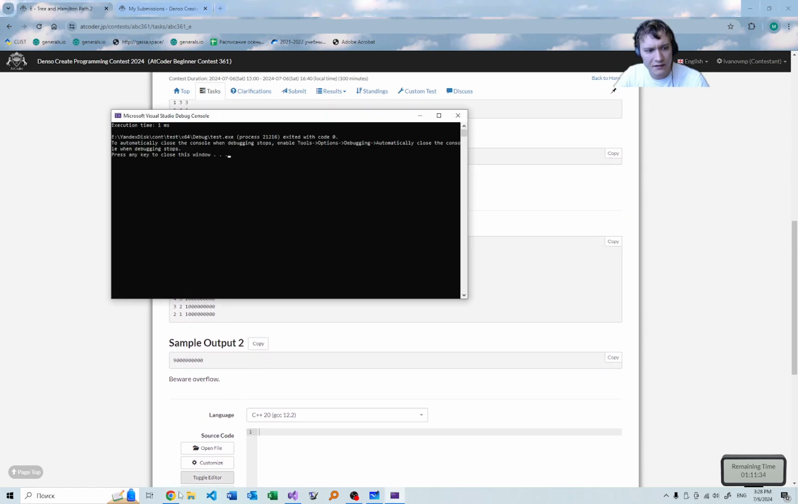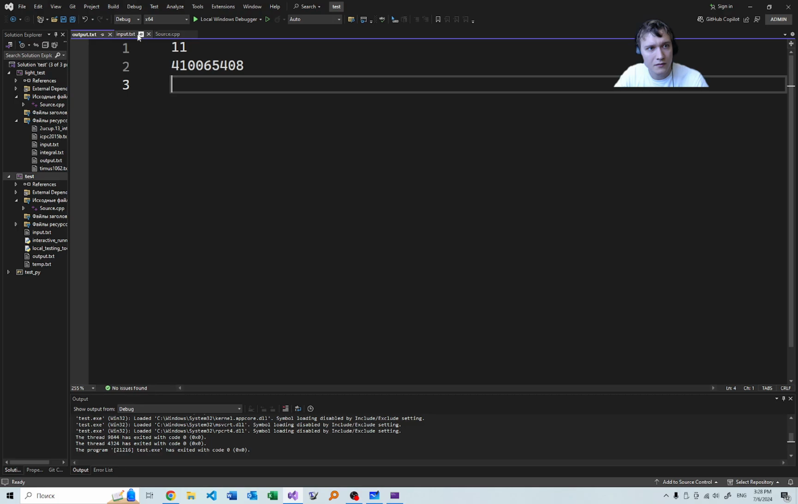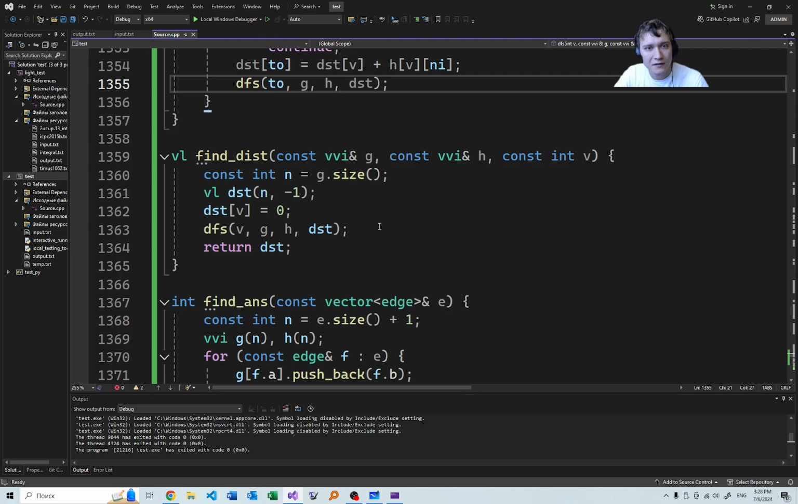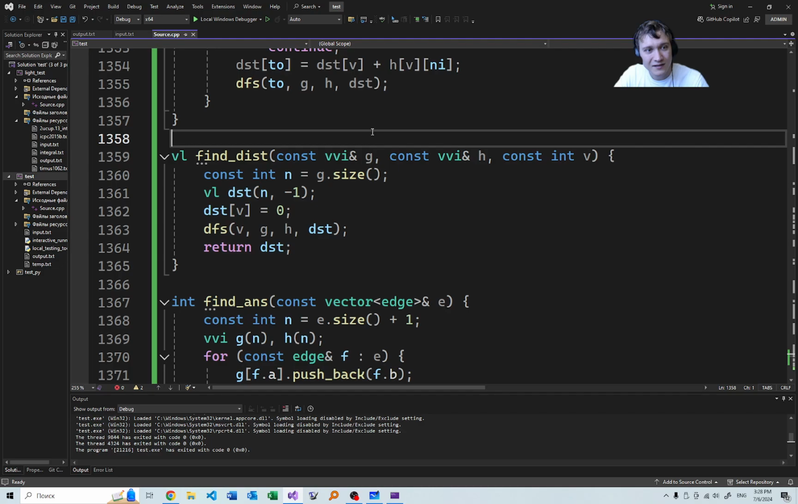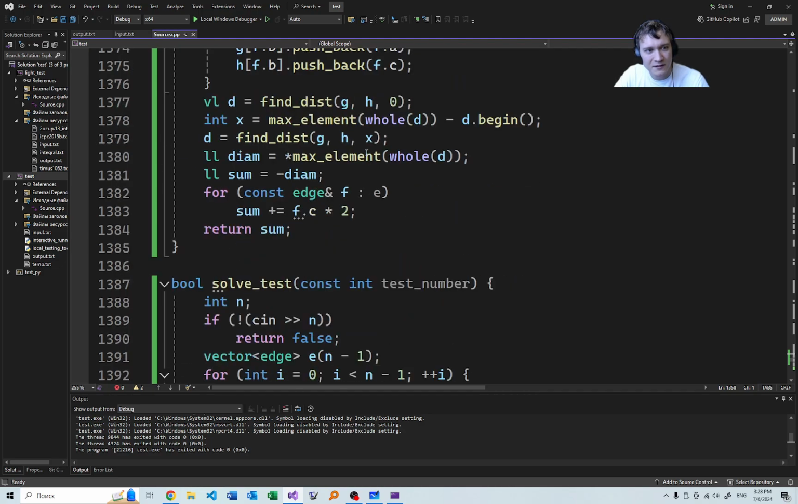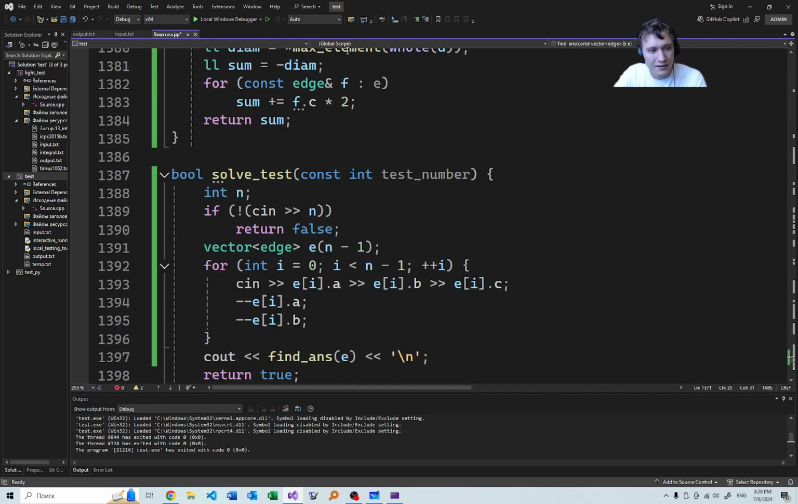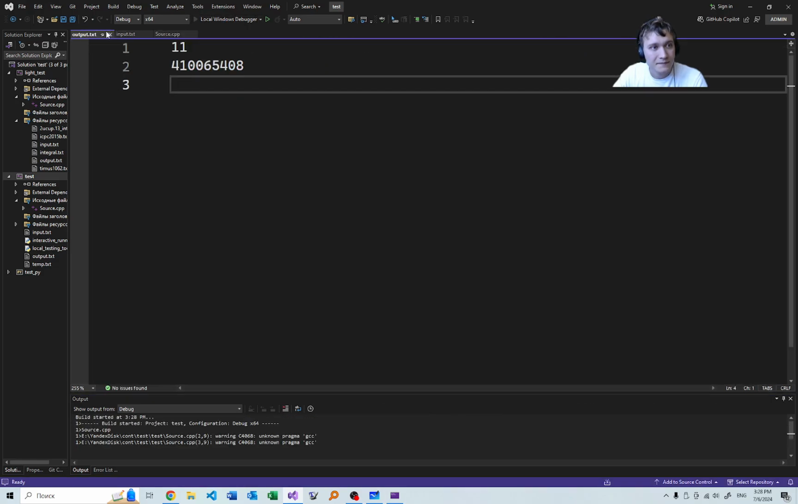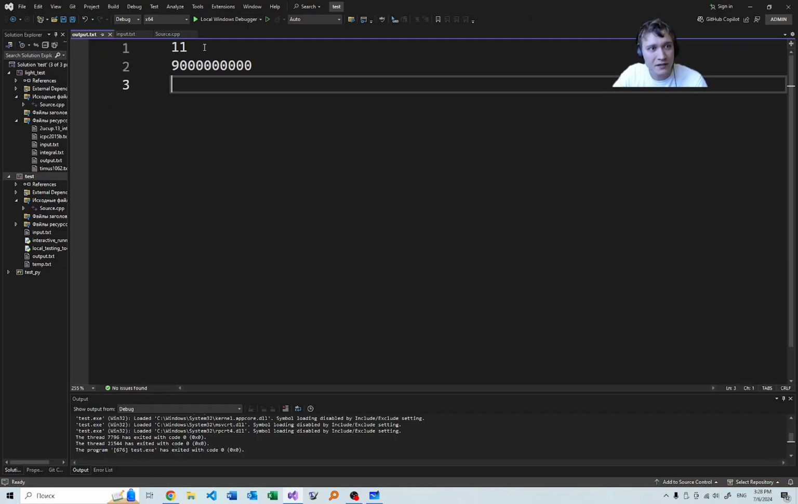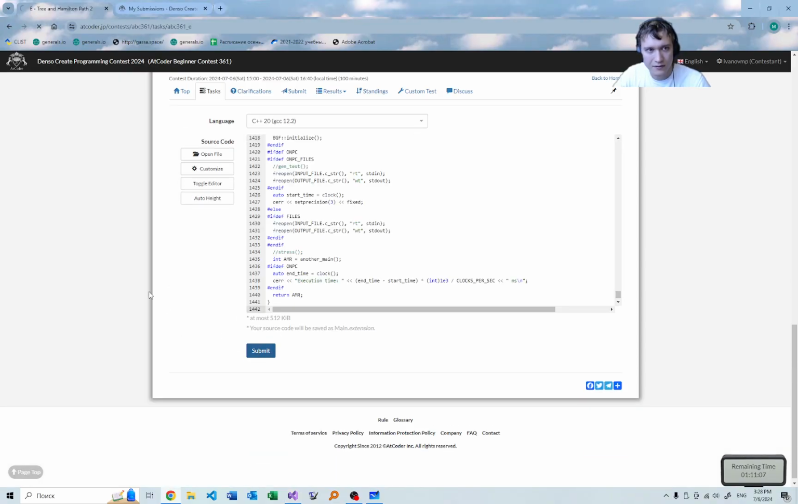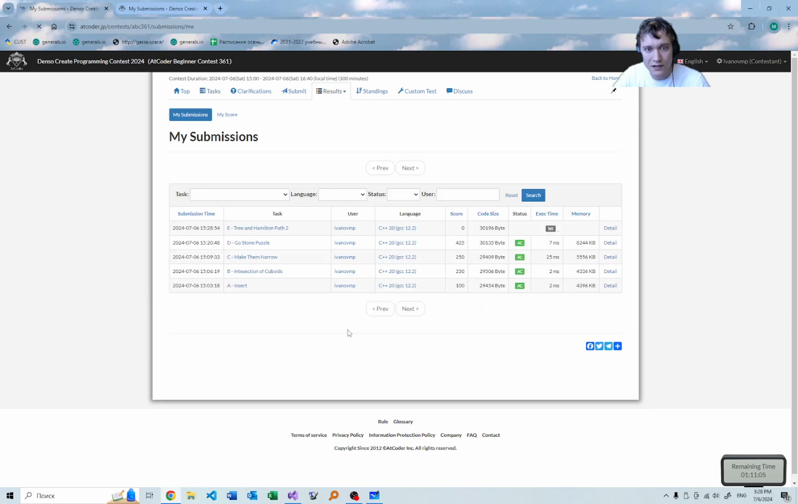So 11 and 9 billion. Oh no, somewhere I failed to use long longs. This is not a good sign because I expected... Oh. $11 and 9 billion. Great. These bugs with ints and long longs are very sneaky.